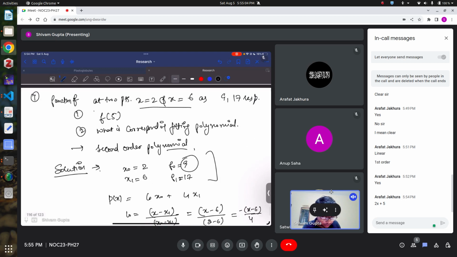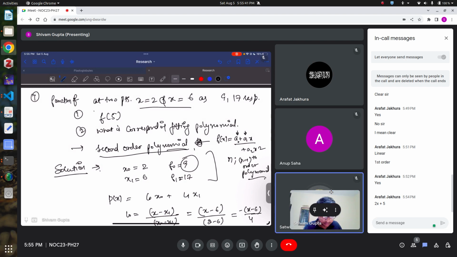Someone was asking whether it should be a second order polynomial, but since we are starting with 2 points, we should have the polynomial f of x equal to a naught plus a1x plus a2x square. So we are finding these constants also. If we have n points, we will get an n minus 1 order polynomial. Is this clear now? Yes, sir. Okay.